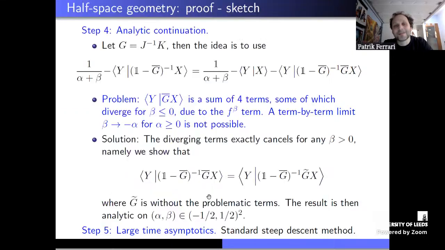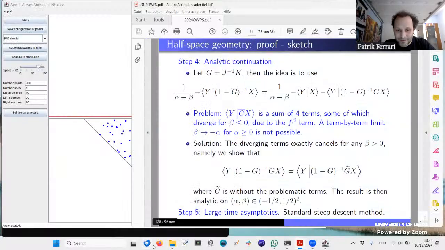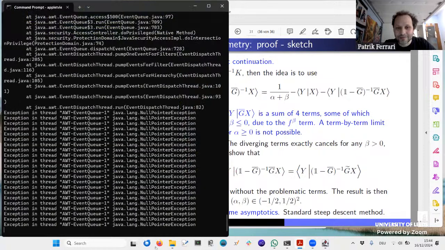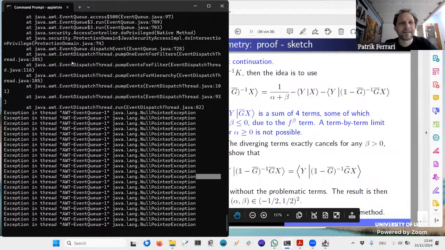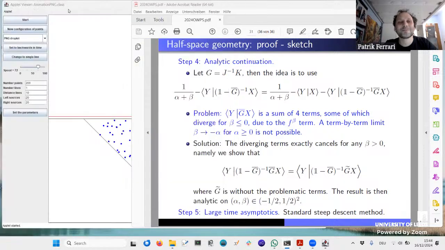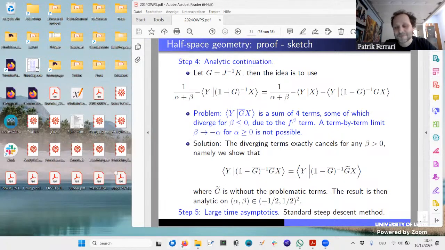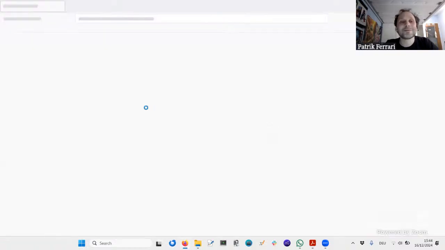Maybe since I have time, I wanted to shortly mention, oh, it disappeared for a moment. Let me close this one, it is slowing down my computer a lot. For the connection with the exclusion process, I might show you shortly an animation that is on my homepage. If it's opening, it looks almost frozen. It will come.